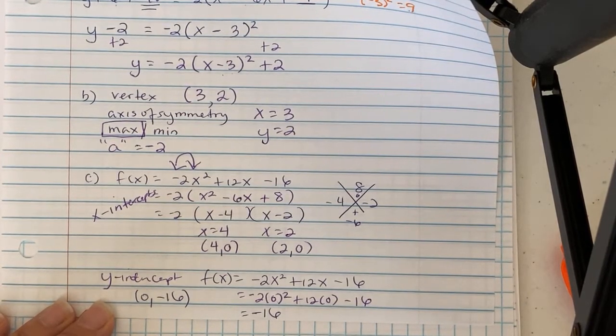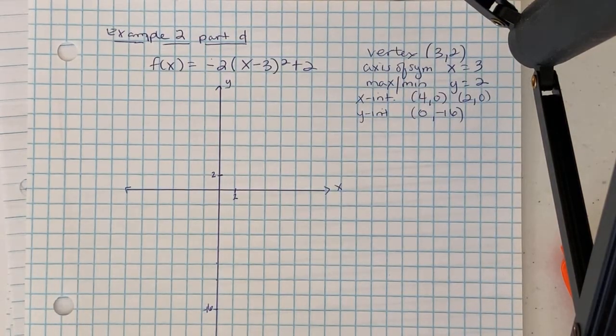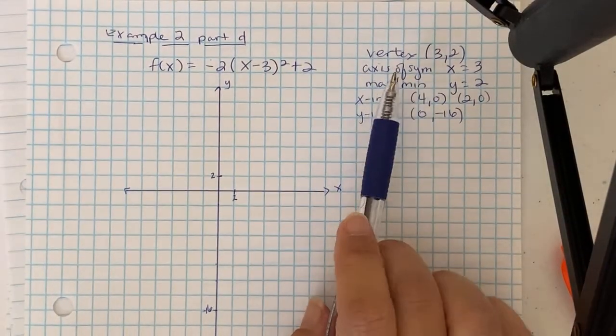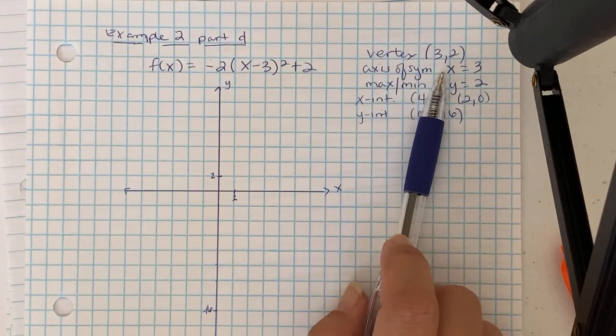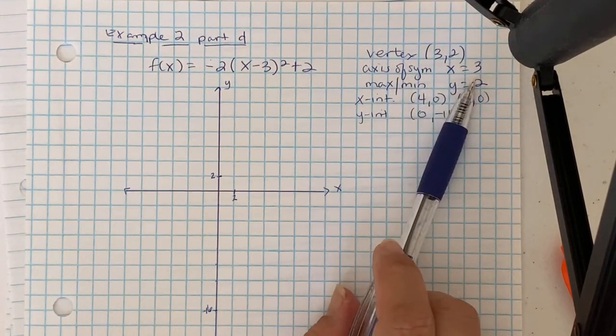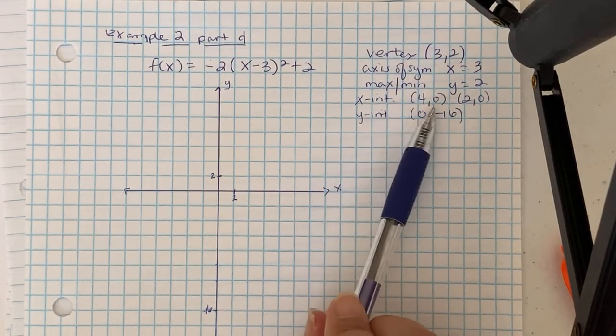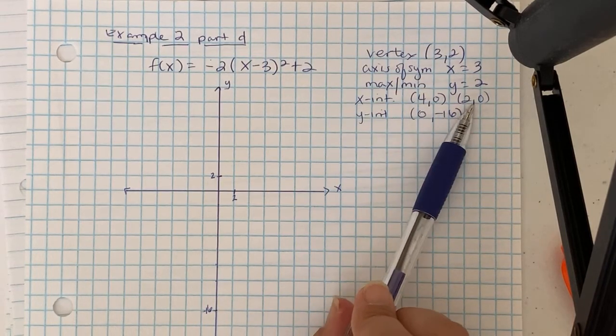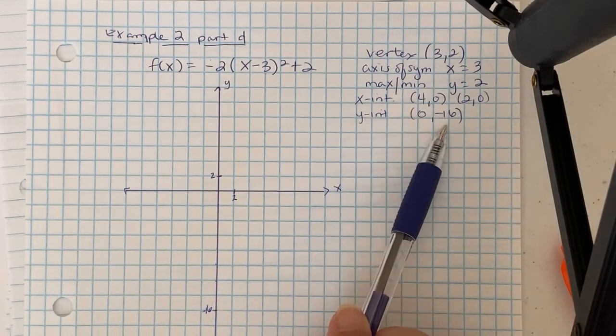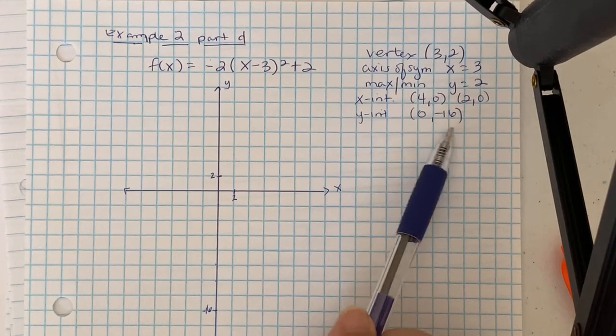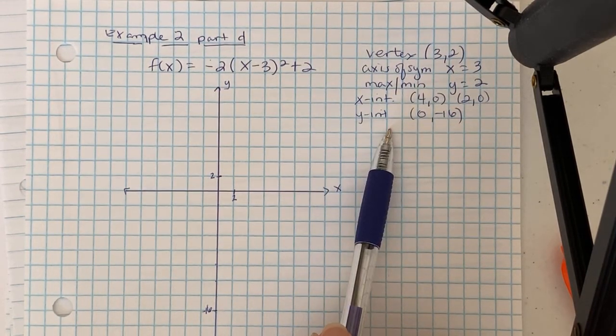Part D of this problem wanted us to graph the function. Okay, so to graph this problem, I've already set up our equation. F of x is equal to -2 times x minus 3 squared plus 2. All I did was write the vertex form. And I've already identified the key features we found, which is our vertex is located at 3, 2. Our axis of symmetry is at x equal to 3. The maximum value is located at y equal to 2. I brought over our x-intercepts. So our graph has the parabola going through 4, 0 and 2, 0, and it's going to hit the y-axis at 0, -16.